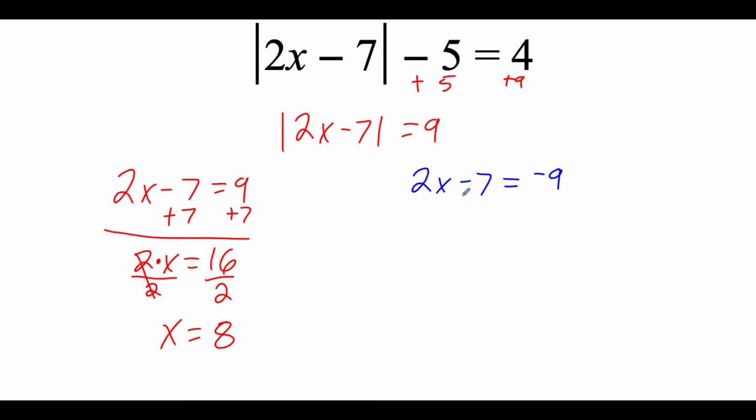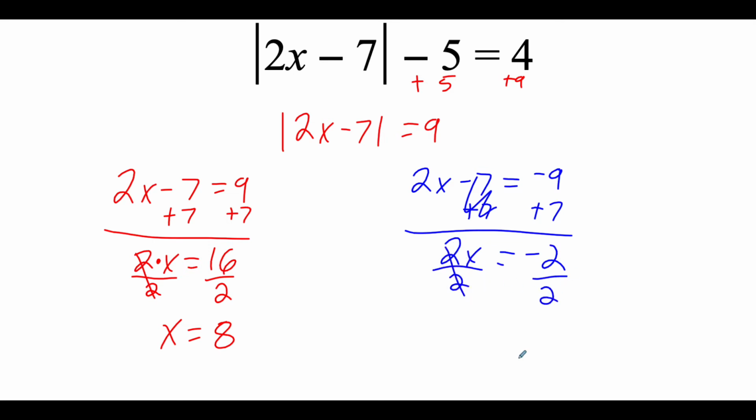Now with our other equation, we also have to get rid of that minus 7. So we're going to add 7 on both sides, which leaves me with 2x equals negative 2. And again, I need to get rid of that 2 that's attached to the x. So I'm going to divide both sides by 2. So we're going to get x equals negative 1. So our two answers for this equation are x equals 8 and x equals negative 1.